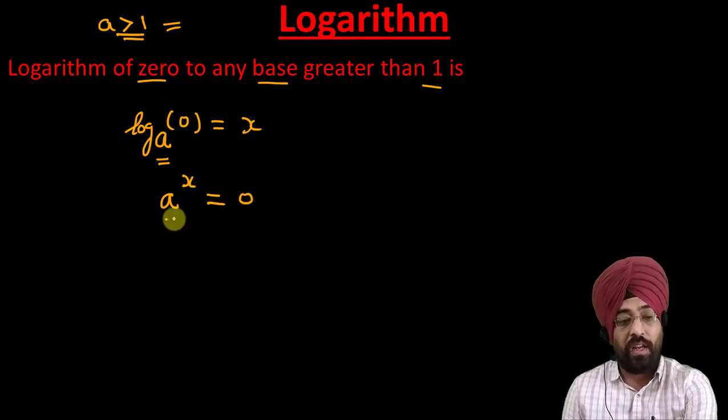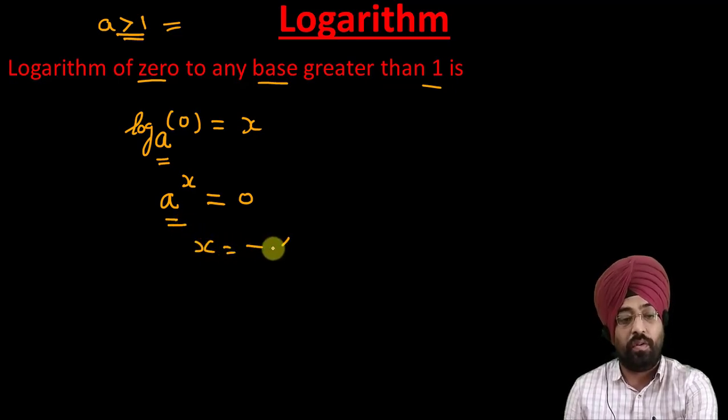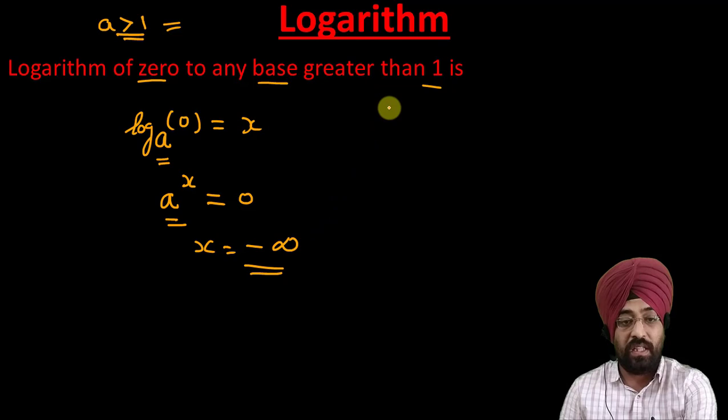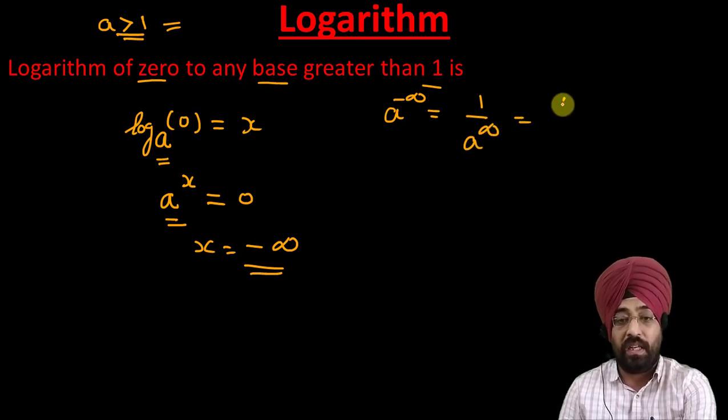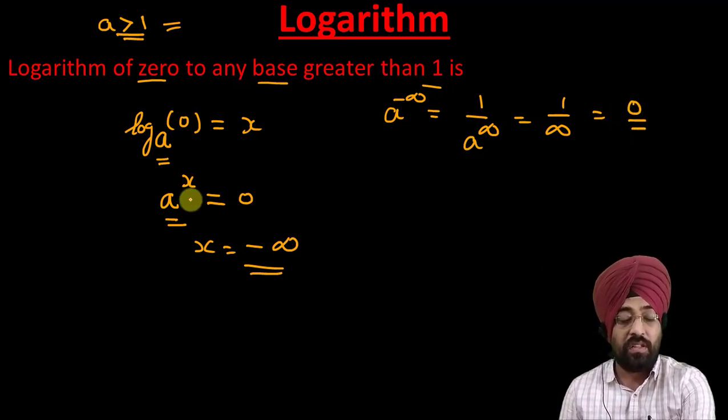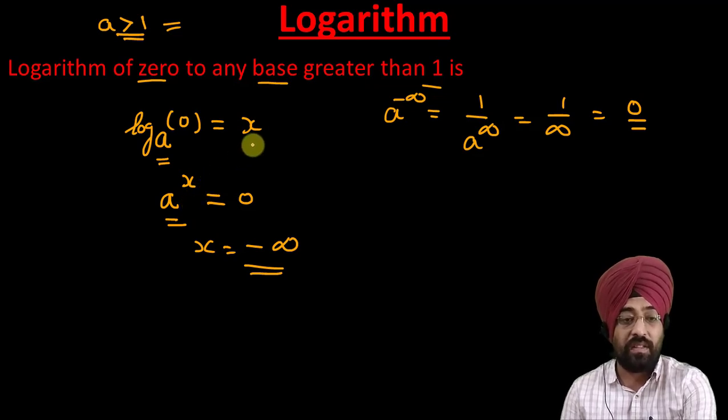Now the only value for which this relation is true is x equal to minus infinity. If x is minus infinity, then a raised to the power x is 0. Now let us see how. a raised to the power minus infinity can be written as 1 by a raised to the power infinity. So a raised to the power infinity is infinity and 1 by infinity is 0. So this is true when x is minus infinity. So the answer is minus infinity.